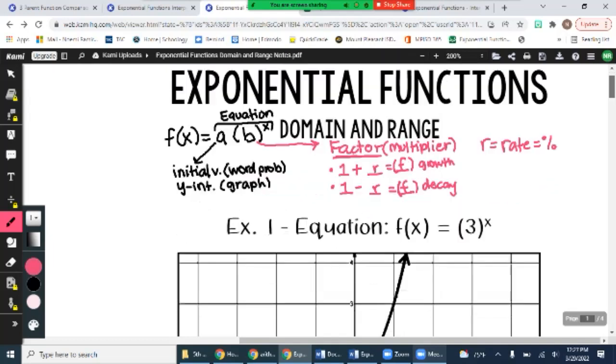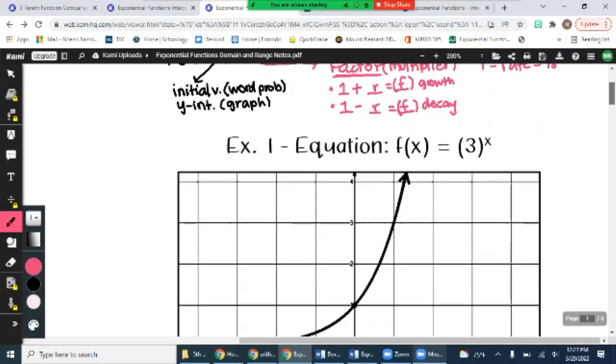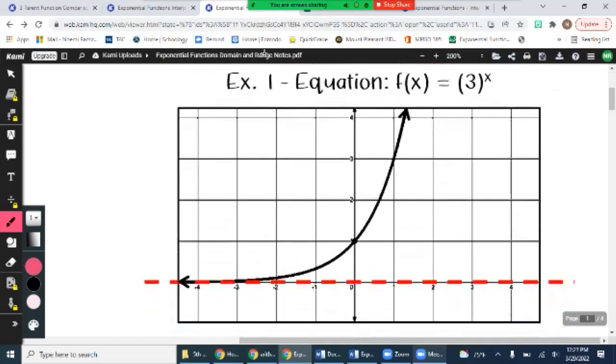All right. Now, when you're finding the domain and range of a graph, there are a few different things that you want to label. First of all, we're going to label the X and the Y axis on every single graph. X and Y. Okay.